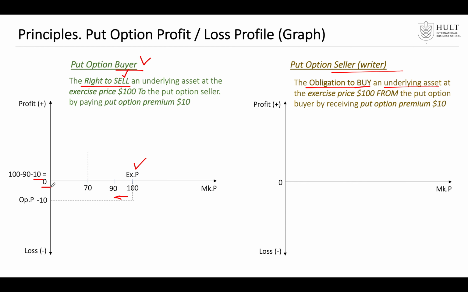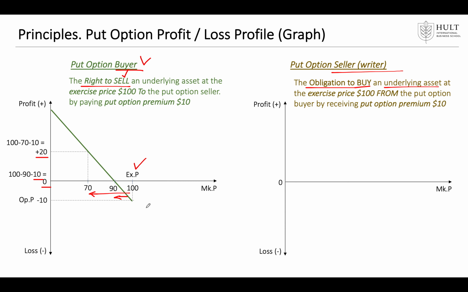When the market price went down to the $70, you will definitely exercise it if you're a put option buyer, because you still have a right to sell your asset at $100. When the market price went down $70, this amazing chance you will take the $30 profit, sorry, but you already paid $10, so $20 is your profit.